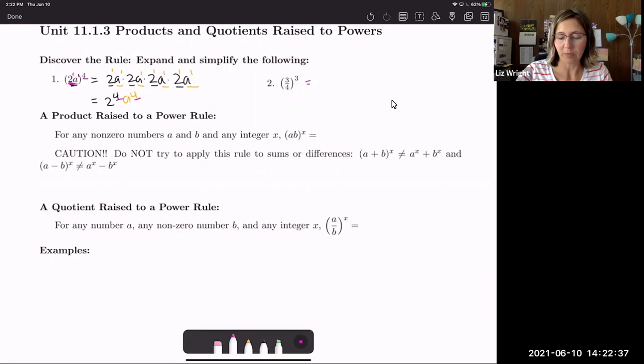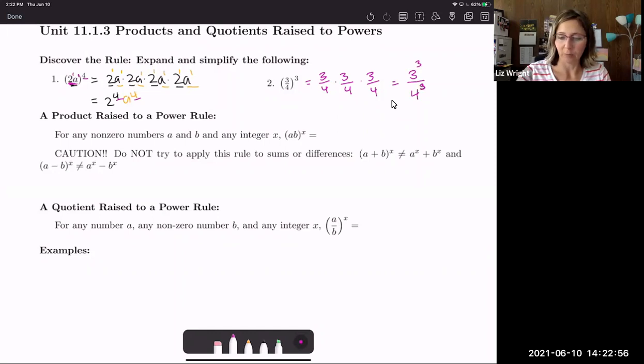So the next one says, okay, take 3/4 times 3/4 times 3/4. Well, how many 3's do we have? We've got 3 of them. How many 4's do we have? We've got 3 of them. I almost said 4 of them. We've got 3 of them.